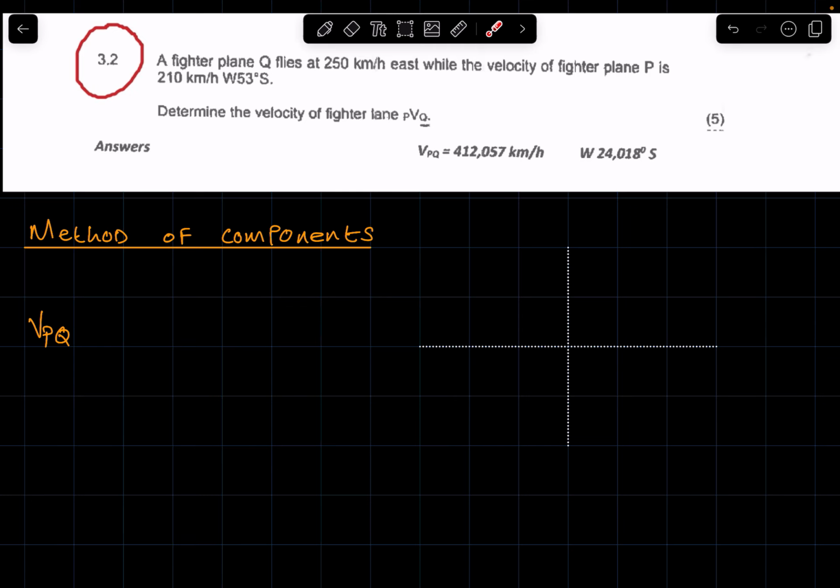Now, what does this mean? For instance, here we have established that P is the object. So P we are going to draw on the Cartesian plane in a direction that is the same as the one that we've been given. Plane P, they said, is 210 kilometers per hour in a direction west, 53 degrees south. Now, because we've identified P as the object, it means we're going to draw it in the same direction as the one that's been given. The direction that's been given for object P is west, 53 degrees south.